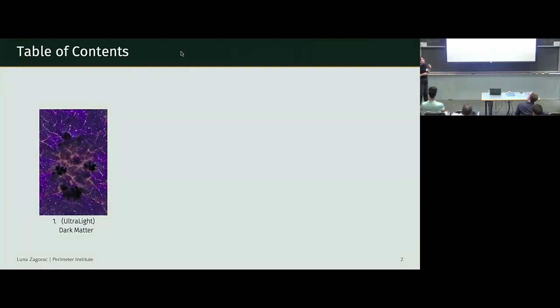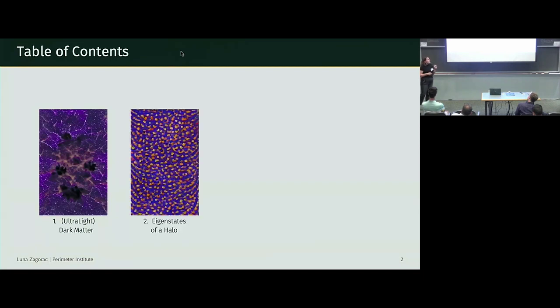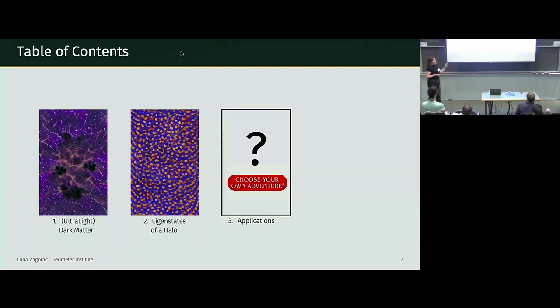I'll introduce you to what I call ultralight dark matter. You might know it as fuzzy dark matter. We'll talk about calculating the eigenstates of a fuzzy dark matter halo and what that even means. This is the interdisciplinary part. And then we're going to have an interactive bit where you're going to get to choose your own adventure.